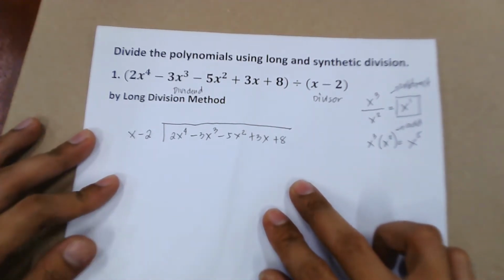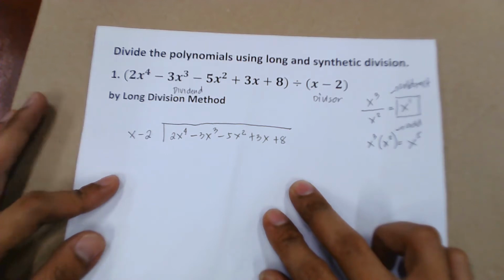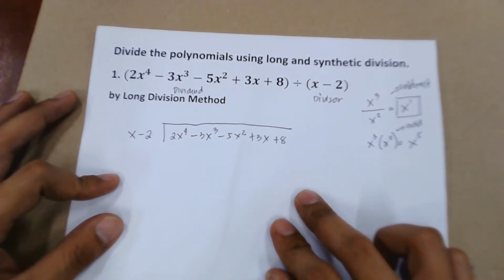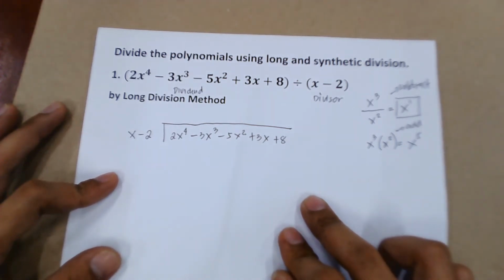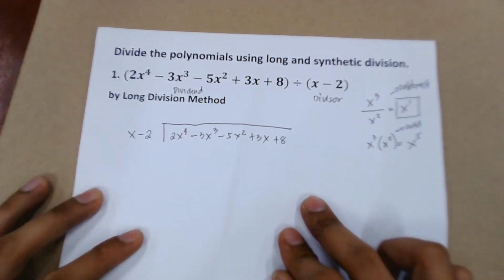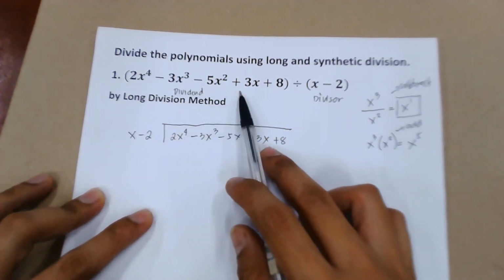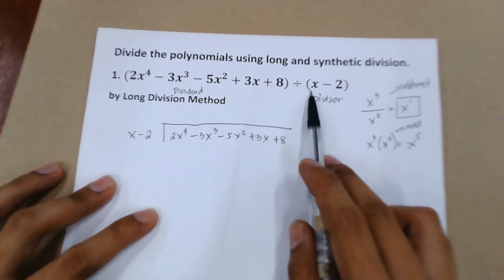There are a few rules to consider when dividing polynomials. First, the divisor must have a smaller power of x than the dividend. The second rule specifies that both divisor and dividend must be ordered by descending powers of x. Once the powers of x are properly ordered, the third and final rule states that any missing powers of x between the highest power and a constant number must be filled in with a 0. Okay, let's try example number 1: 2x to the power 4 minus 3x cubed minus 5x squared plus 3x plus 8 divided by x minus 2, where this is the dividend and this is the divisor.